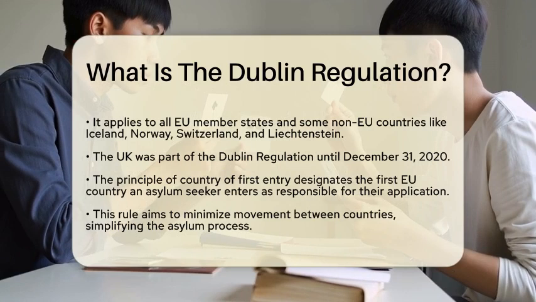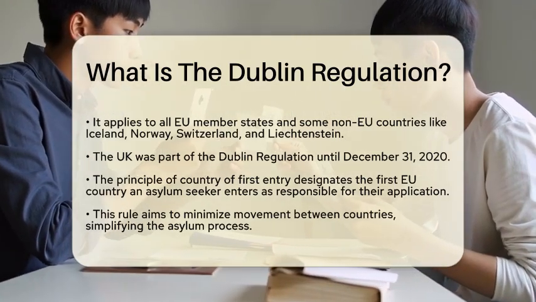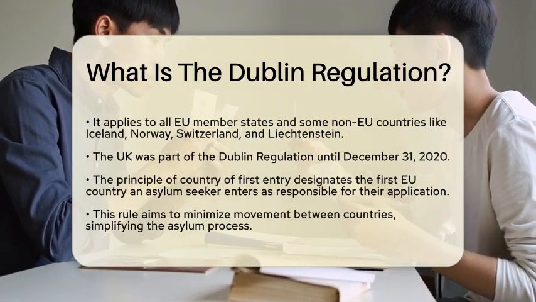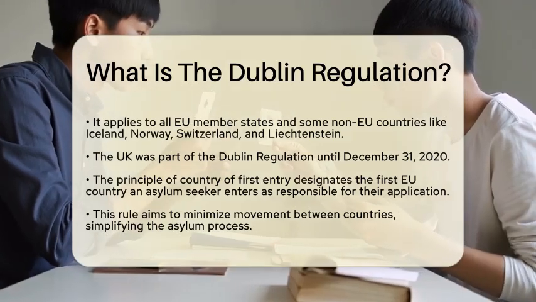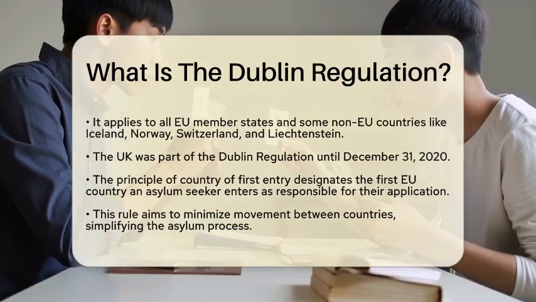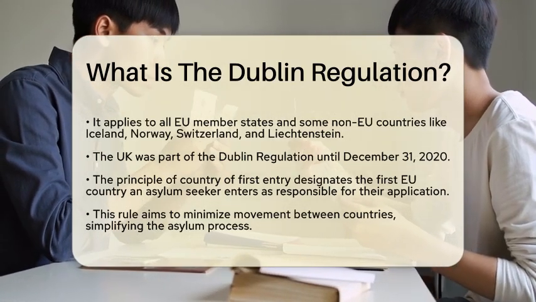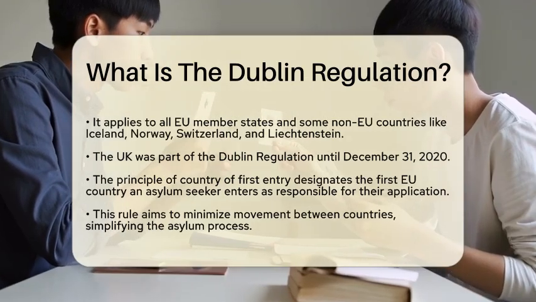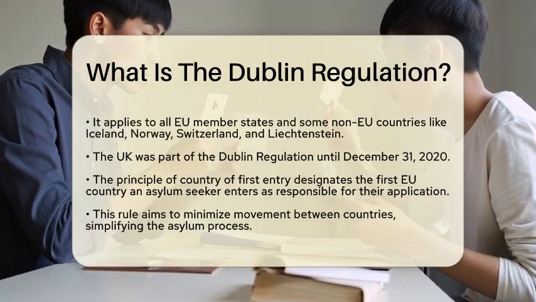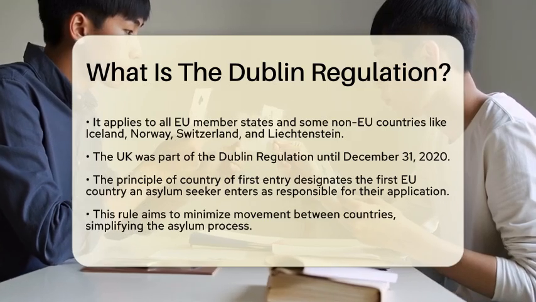One of the main principles of the Dublin Regulation is the country of first entry. This means that the country where an asylum seeker first enters the European Union is usually responsible for processing their application. This rule aims to minimize the movement of asylum seekers between countries, which can complicate the process. However, there are exceptions to this rule.